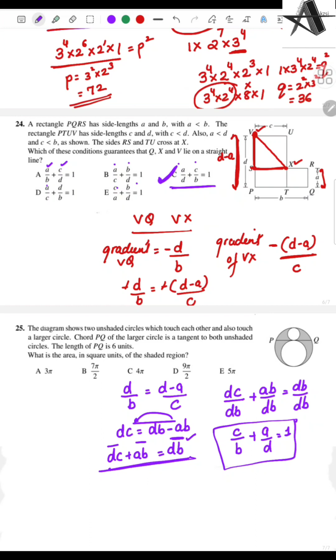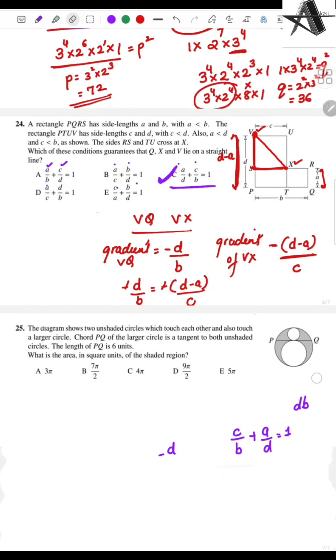The last one is, the diagram shows two unshaded circles which touch each other and also touch a large circle. This is the diagram given. Chord PQ of the large circle is a tangent to both unshaded circles. The length of PQ is 6 units. What is the area in square units of the shaded region?